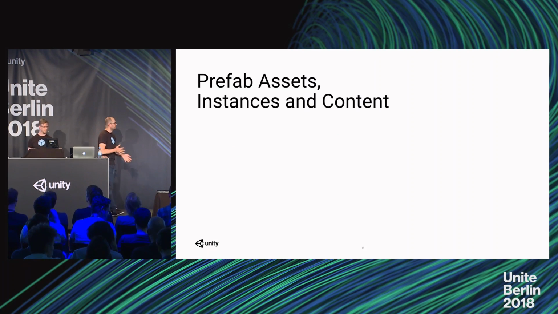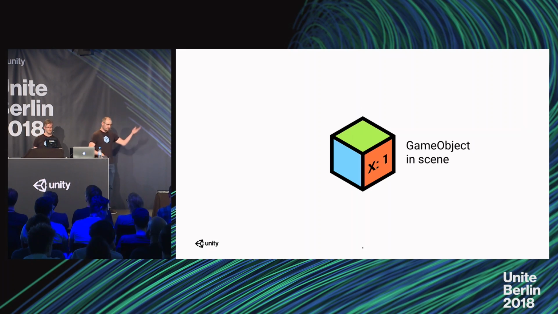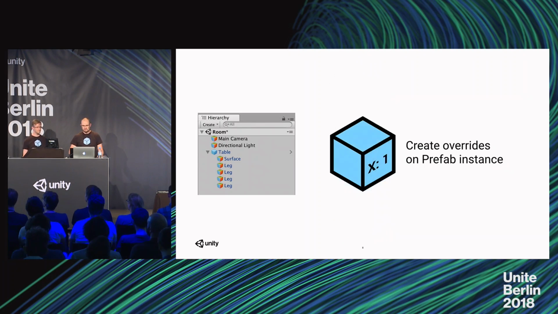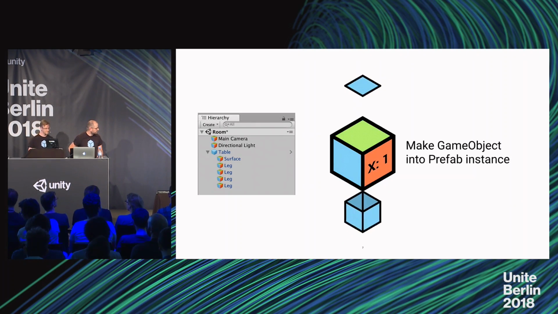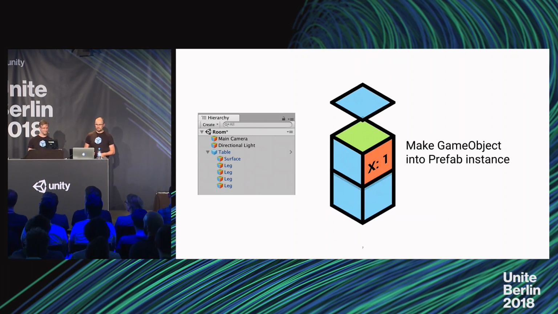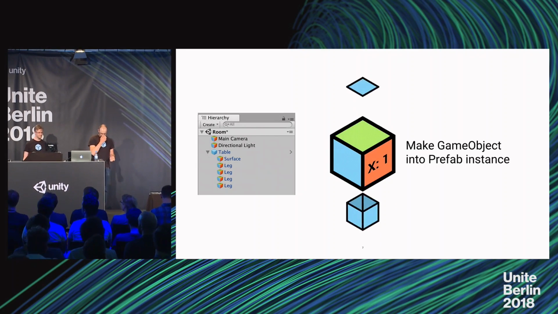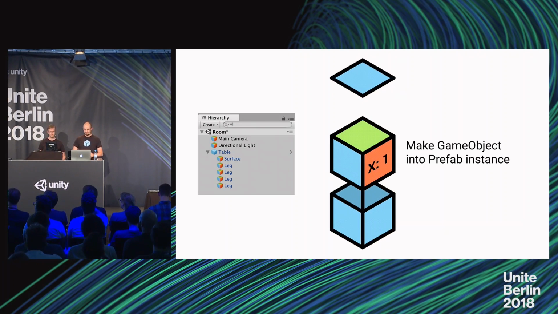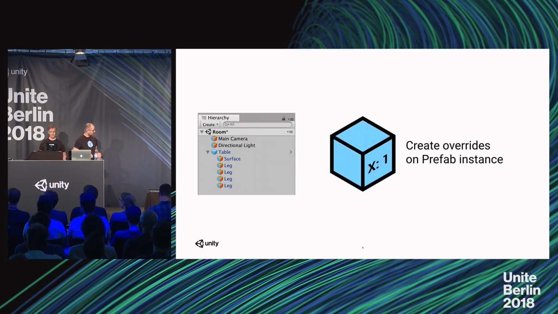Okay, so back to basics. Prefabs 101. You have a game object in a scene. It has a property X. Oops. There's supposed to be an animation here. There it is. You can turn this into a prefab by dragging it from the hierarchy into the project view. Prefabs can have overrides on the instance, like this, as you all know.